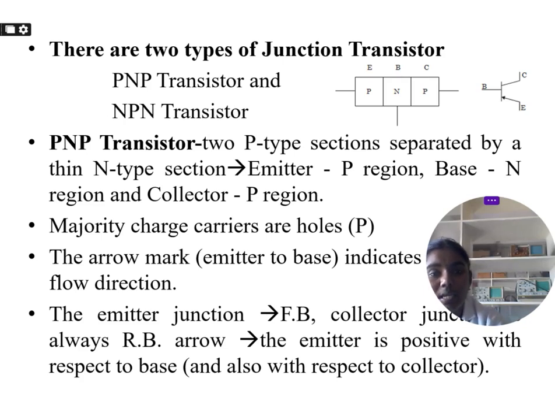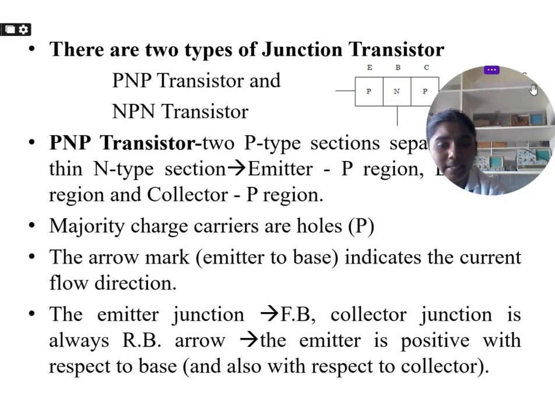Here the majority charge carriers are holes, since P is present at the corners. The arrow from emitter to base indicates the current flow direction. The emitter junction is forward biased, and the collector junction is always reverse biased. The arrow indicates that the emitter is positive with respect to the base.